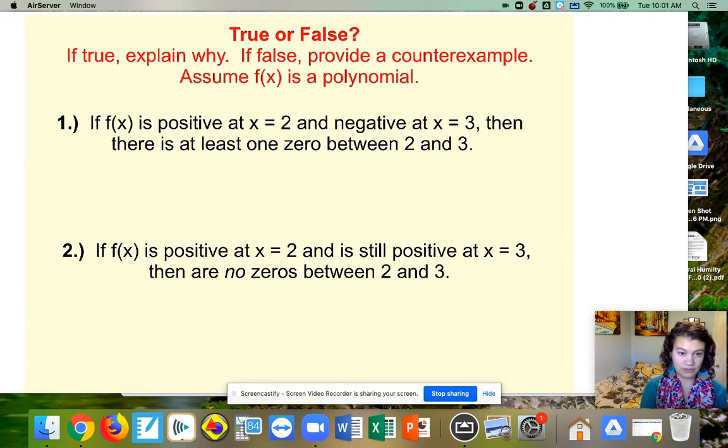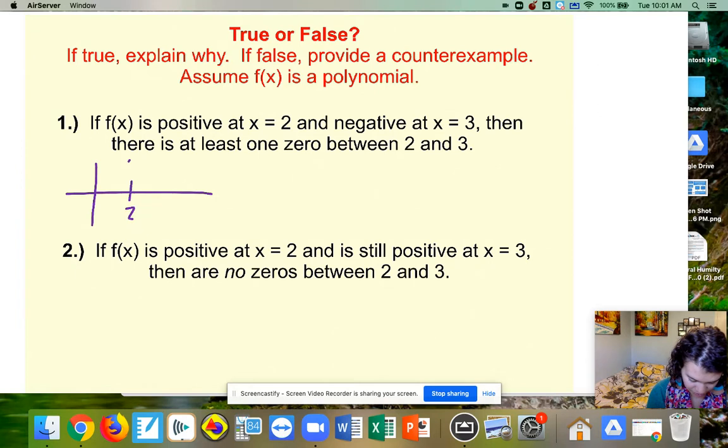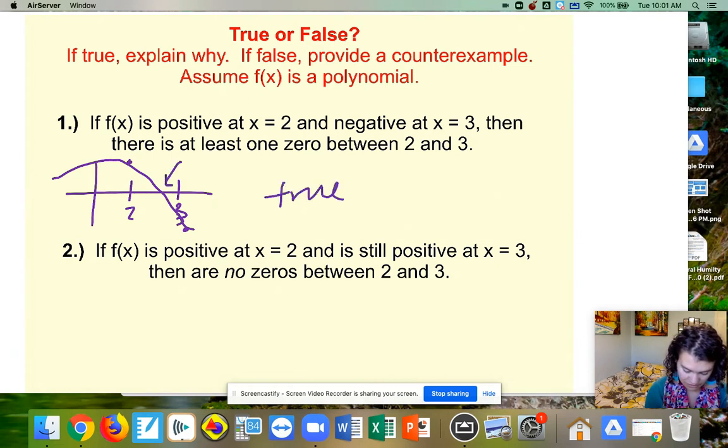All right, so the first one says if f of x is positive at x equals 2 and negative at x equals 3, then there's at least 1 zero between 2 and 3. So let's draw a picture. We have at x equals 2 some positive value, and x equals 3 some negative value. And so this function here is going to have to connect those two, which then means we're going to have a zero right there. So this one is true.